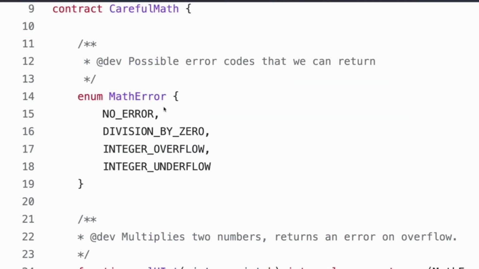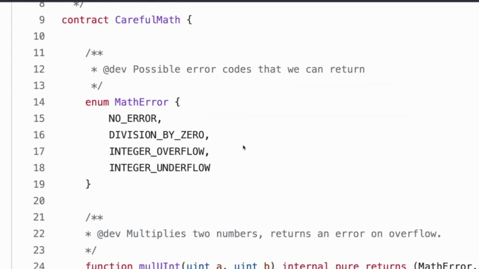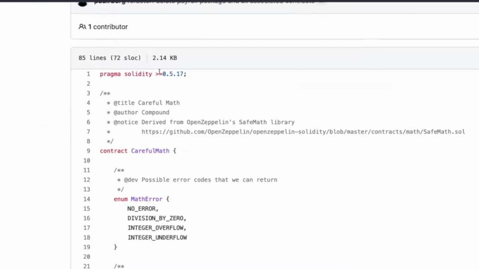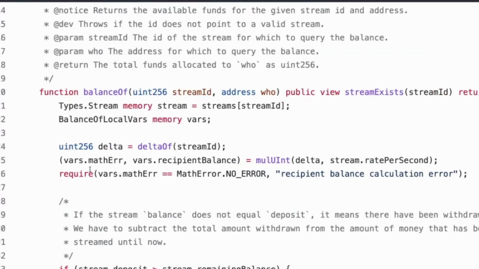It's not a struct, it's an enum. 0 is no error. Then there's division by 0, integer overflow, and integer underflow. Okay, that's interesting. So maybe, because this is also very 0.5, custom errors weren't really a vibe until like 0.6 or something. Cool. Then they work out the delta, which we just saw.